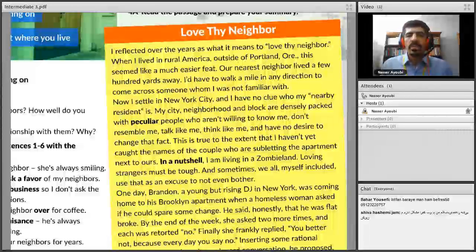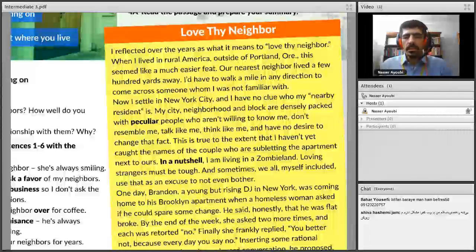This is true to the extent that I haven't yet caught the names of the couple who are subletting the apartment next to ours. This again refers to the previous description of the neighborhood. You know, the block is full of strange people. They don't like to know him. They are not like him, they don't talk like him, and so on.